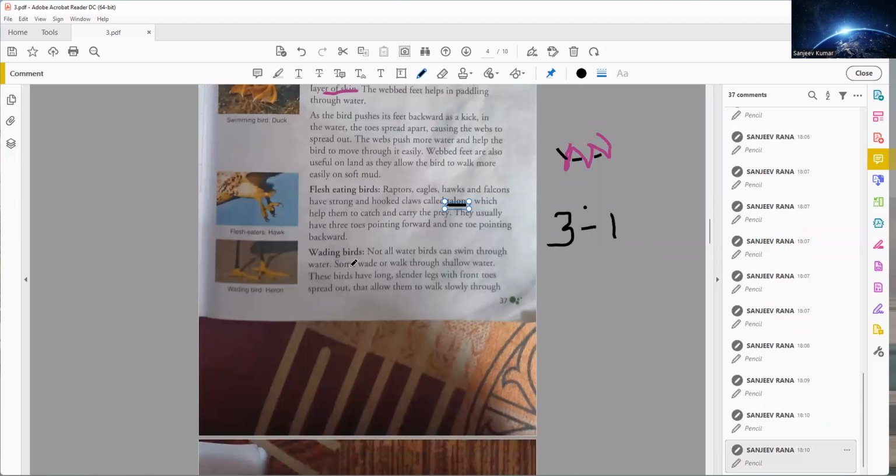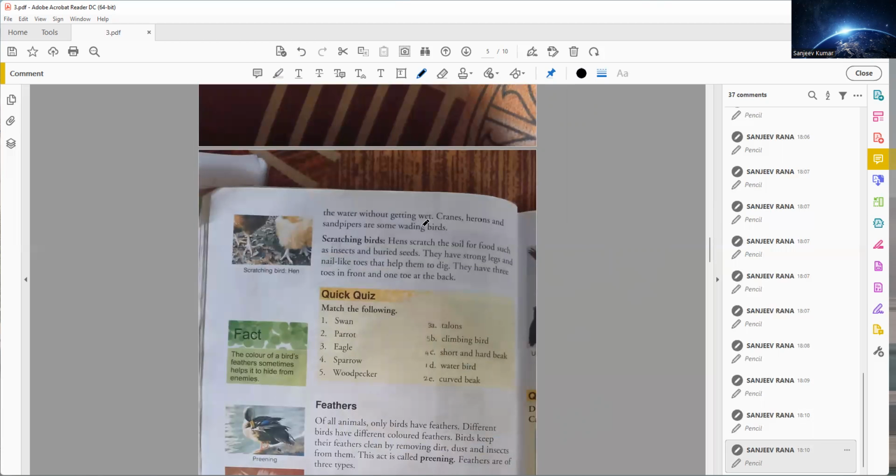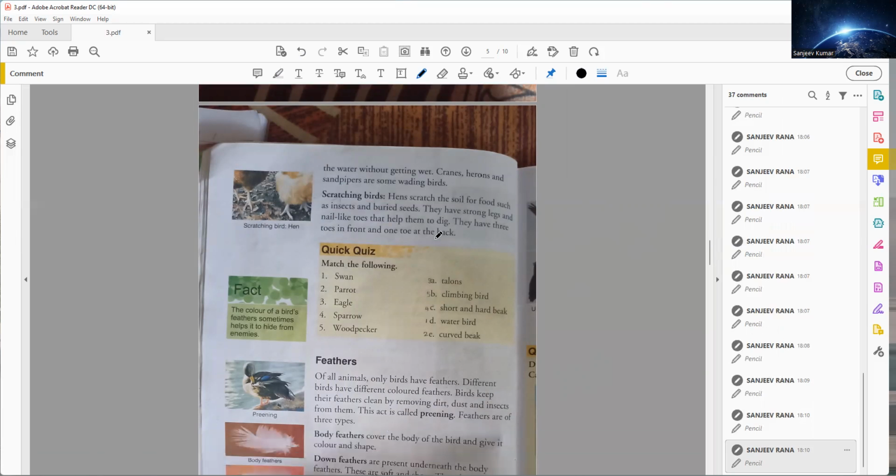Okay, now the wading ones. Now what is wading? Not all the water birds can swim. Some are the ones which have to walk in water. You must have seen the big swans. They have long legs, so they walk through the shallow water. These birds have long slender legs with the front toes spread out that allow them to walk slowly through the water without getting wet. See, the front is spread out like this. Cranes, herons, and sandpipers are some wading birds. Okay, till here.